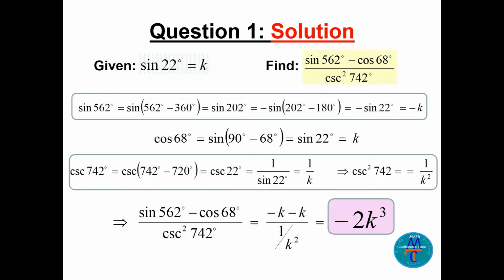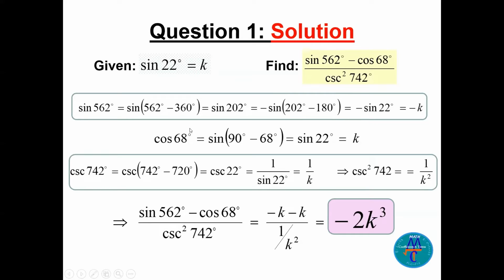So let's take each function separately here. Sine 562, we can find the coterminal. We subtract 360, it will be sine of 202 degrees. Now this angle 202 is in quadrant 3, so we can find the reference. We subtract 180 from the 202, and this is in quadrant 3, so we have a minus. So it's minus sine 22, and we know sine 22 degrees is equal to k, so this is minus k, the first one.